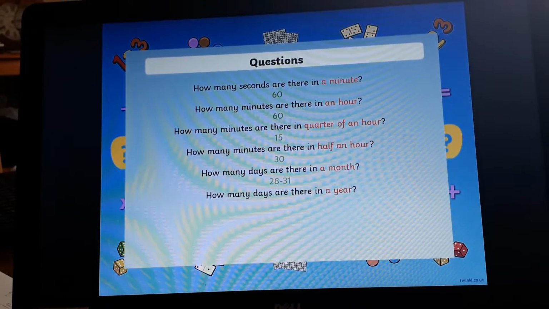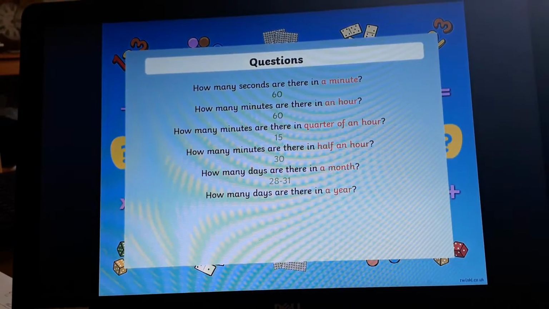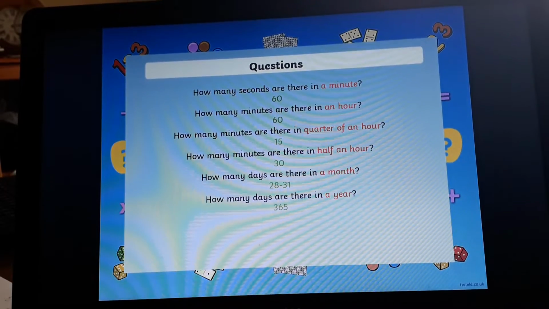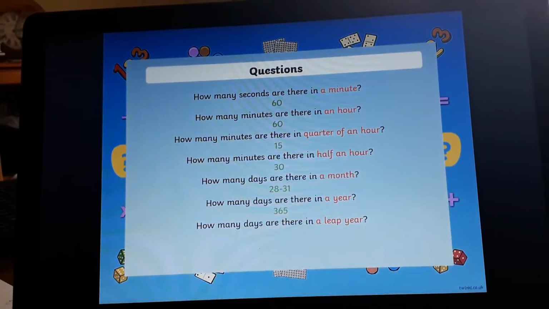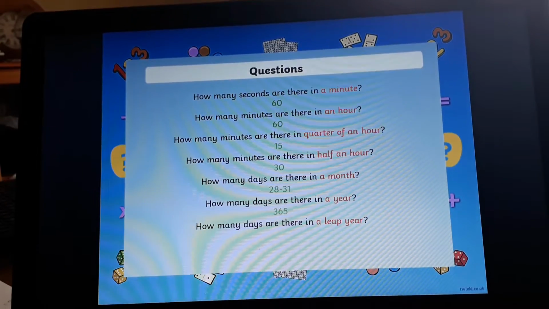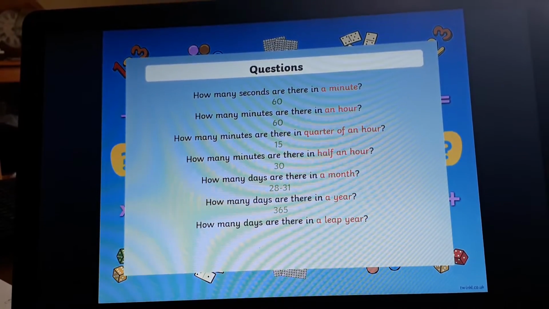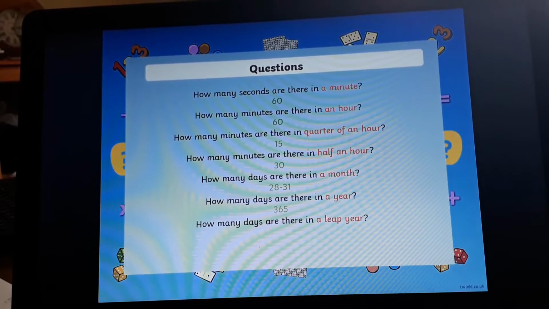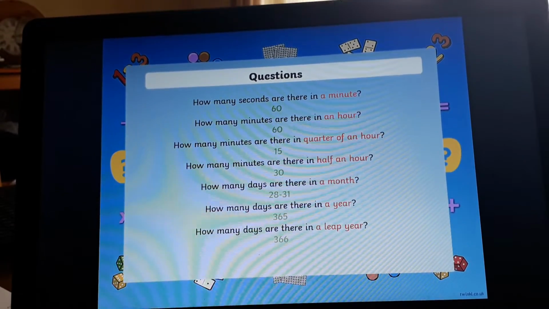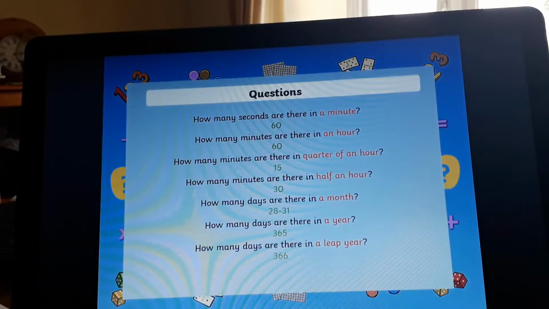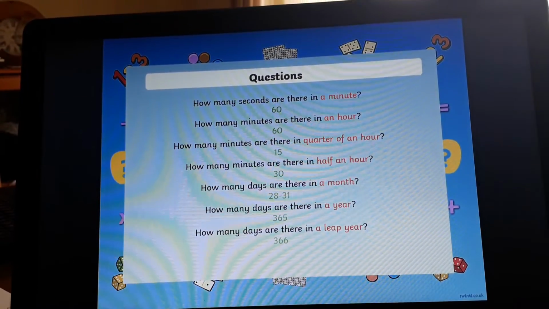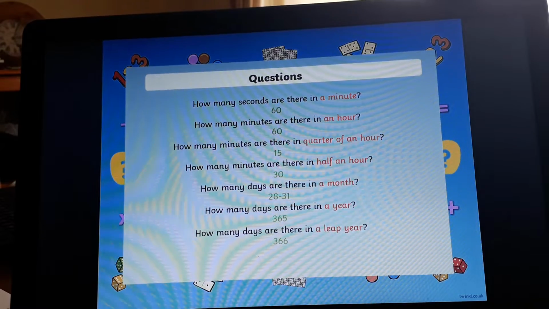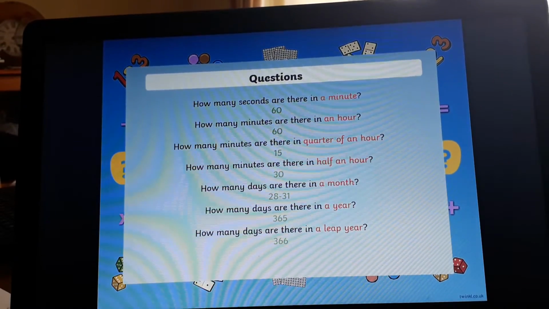What do you think? So you should have put 365. Oh, and how many days are there in a leap year? And the answer is 366. So well done with those questions and answers. If you got all of them correct or most of them.